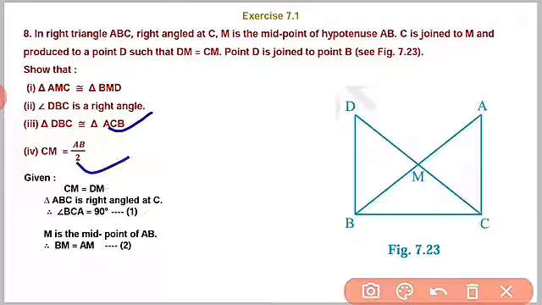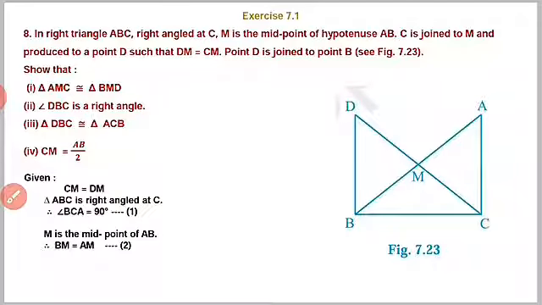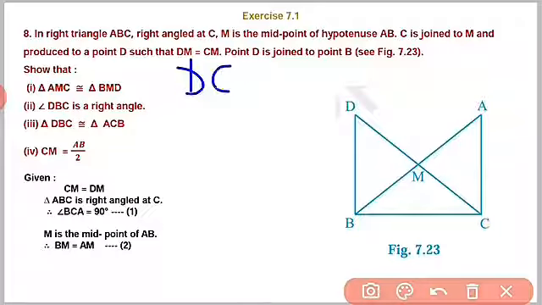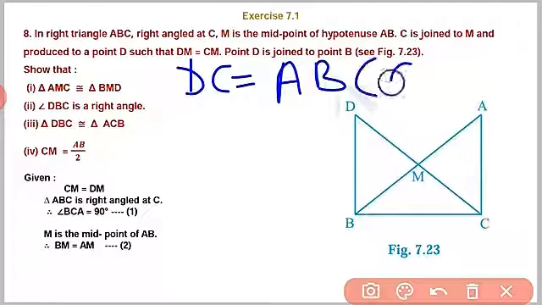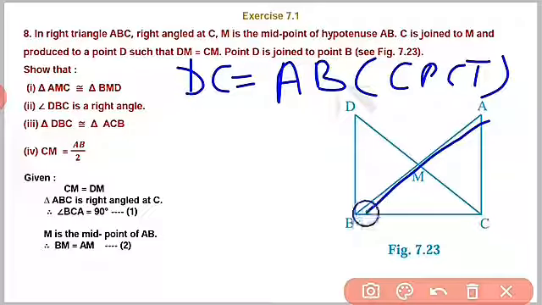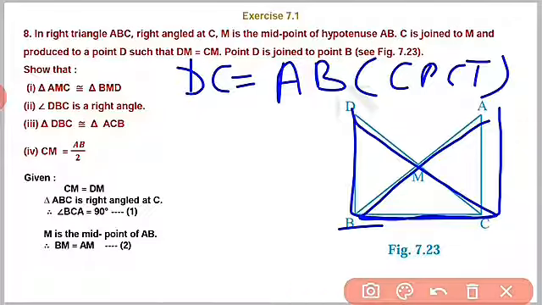Let's do the fourth part. We just proved that DC is equal to AB, as they are corresponding parts of congruent triangles. Which triangles? Triangle ACB and triangle DBC.